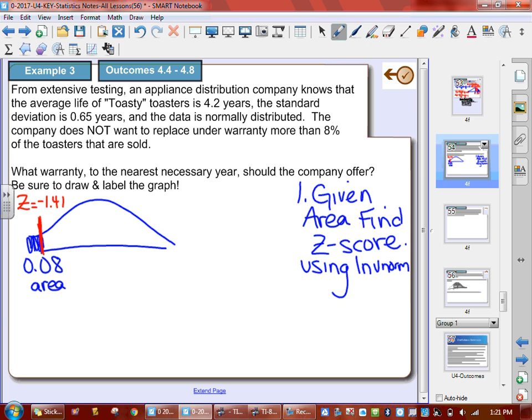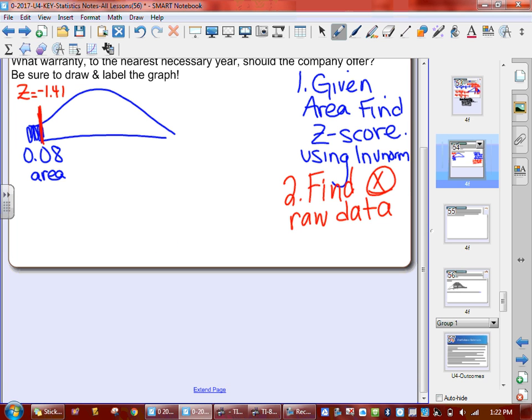Now, if it doesn't want to replace any toasters more than that, we need to figure out what X value gave us that Z-score. So we're working backwards again. Now our second step is going to be to find X, which is the raw data, because we want to find out how many years we can set our warranty at. So we find X, the raw data, given that we've got the Z-score number, we've got the mean number, and we've got the standard deviation.